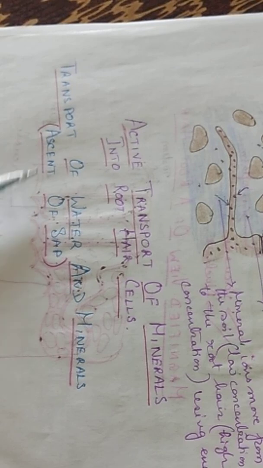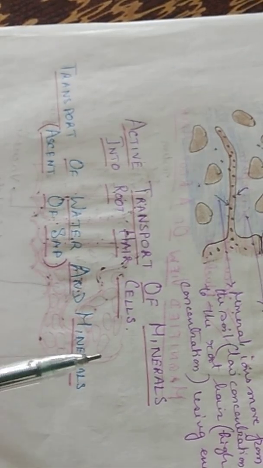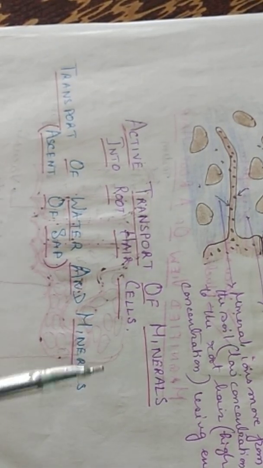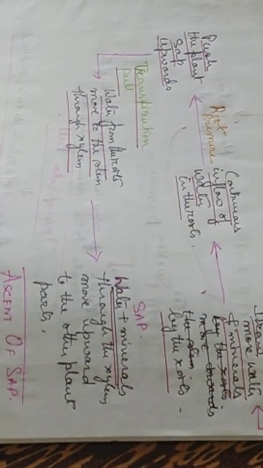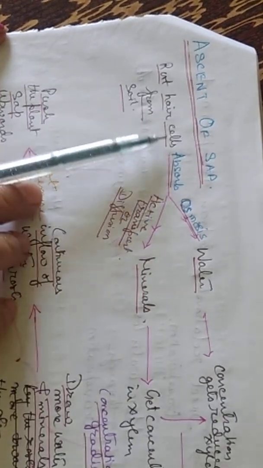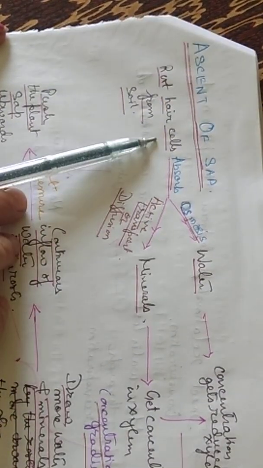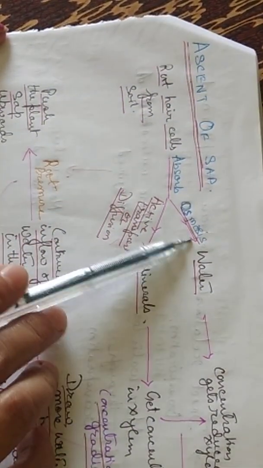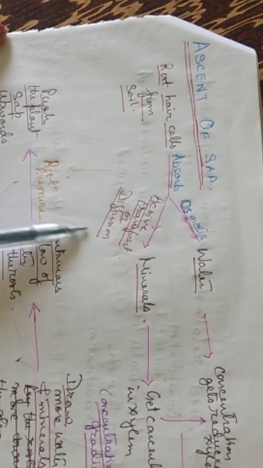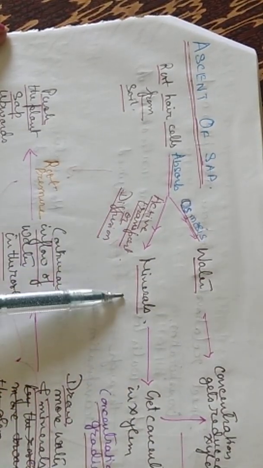Okay, the transport of water and minerals is known as ascent of sap. Now, what is ascent of sap? Root hair cells from the soil absorb water through osmosis, and minerals through active transport and diffusion.